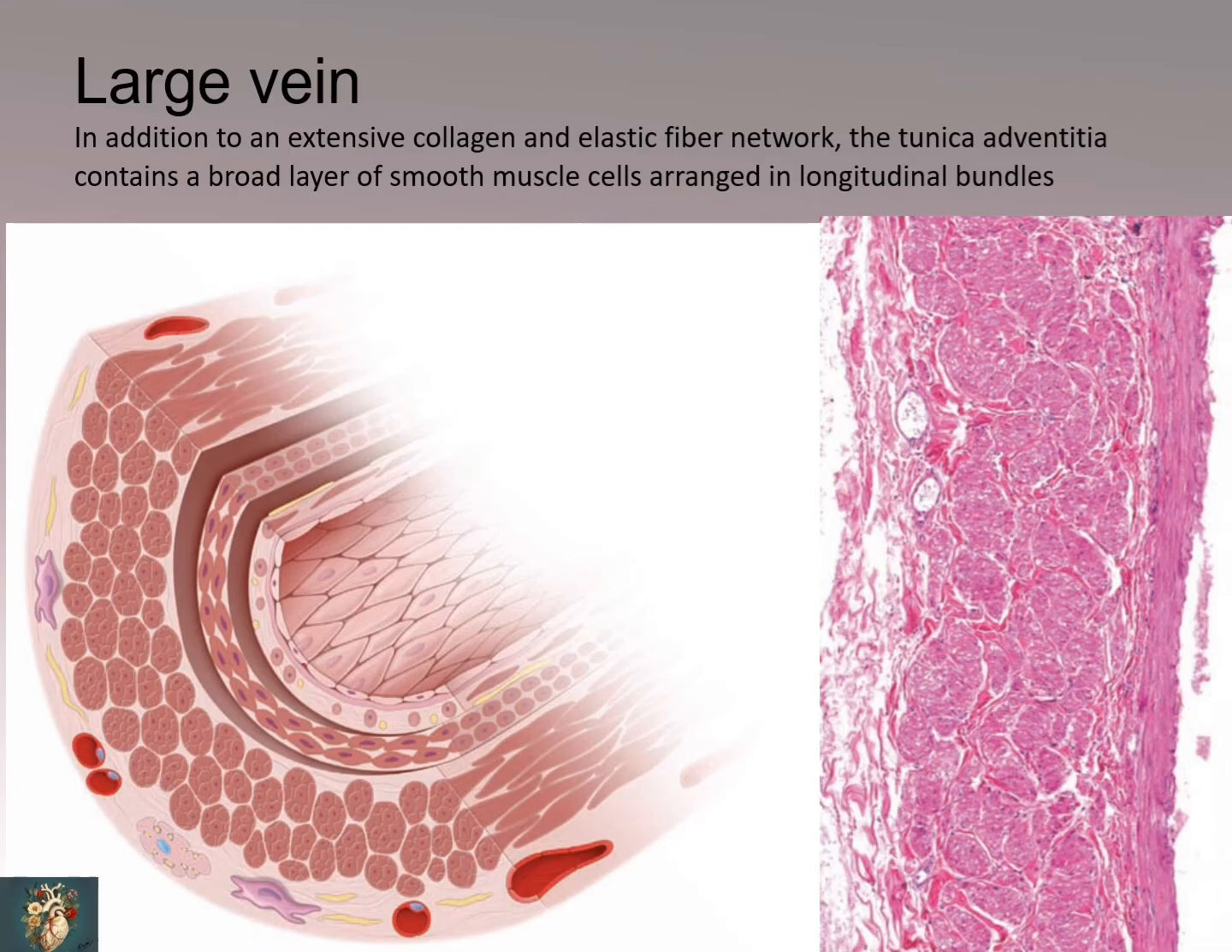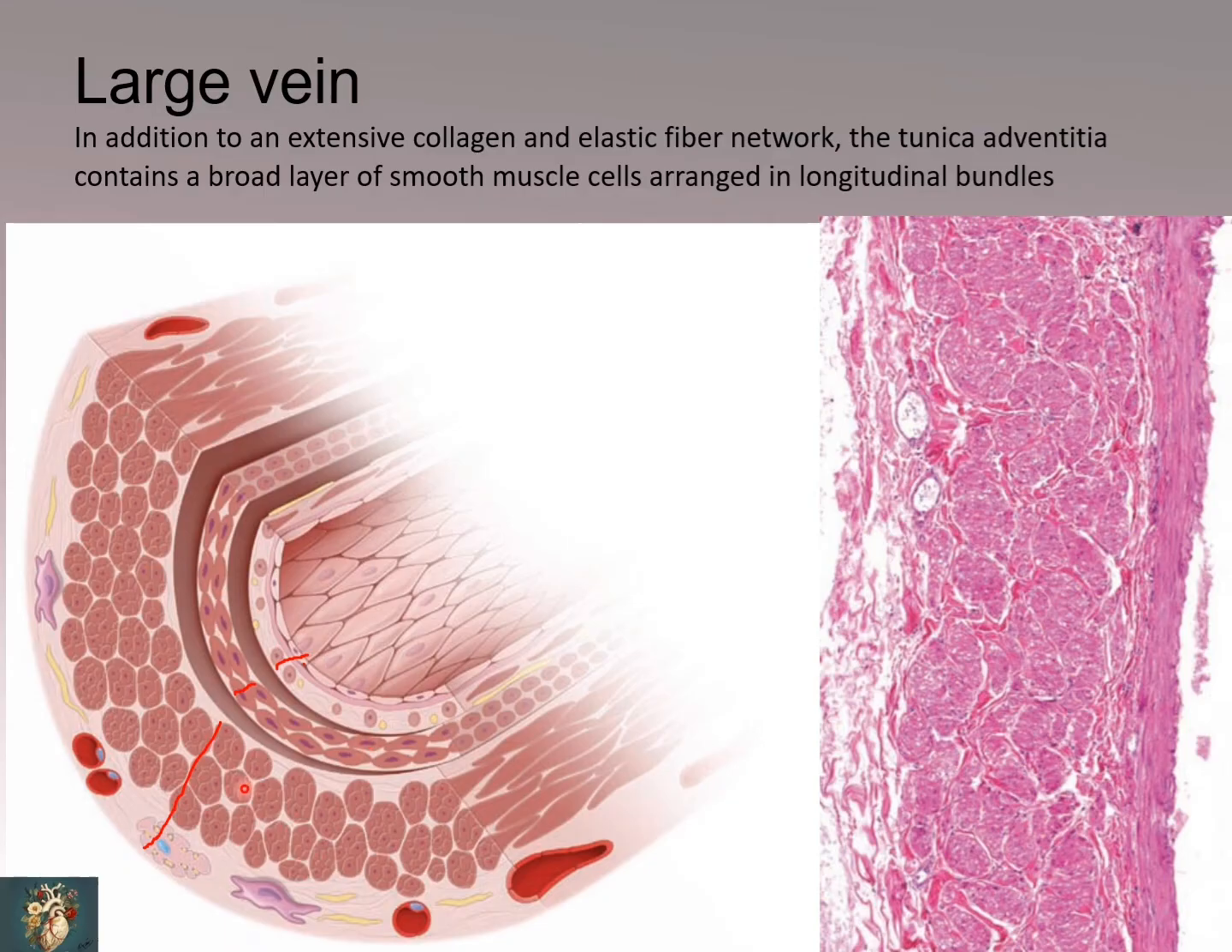You can see this whole area is the tunica intima. This is the tunica media and this whole is the tunica adventitia. So the tunica intima consists of the endothelium, simple squamous epithelium. Just beneath the endothelium there is a small amount of subendothelial connective tissue. Then the tunica media, which is formed by circumferentially arranged smooth muscle cells. This is a very thin layer in the case of the larger vein.